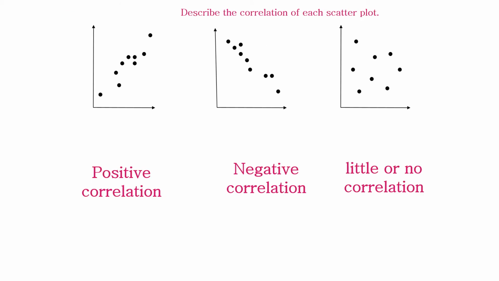Now in these three diagrams, the first one looks like it has a positive slope, so the coefficient will be positive. The second one has a negative slope, so it will have a negative coefficient. And in the third diagram, the points are scattered all over, so it has no relationship at all.